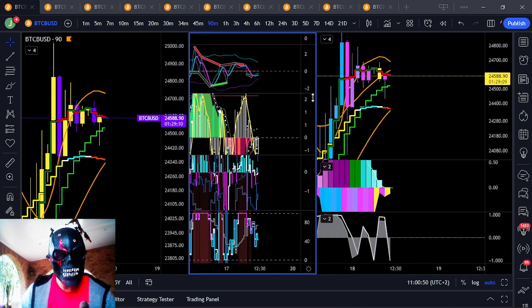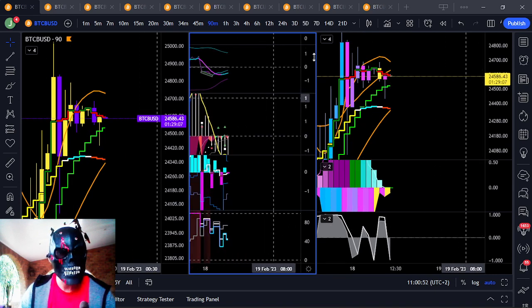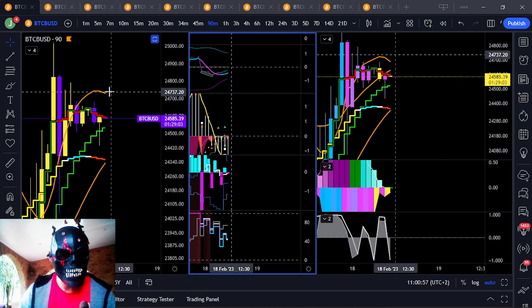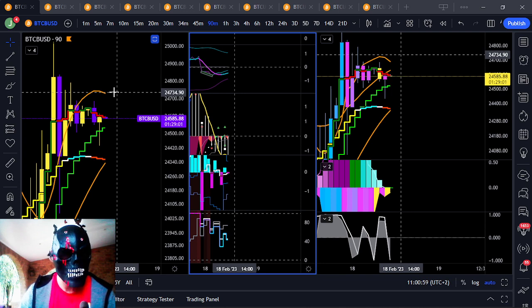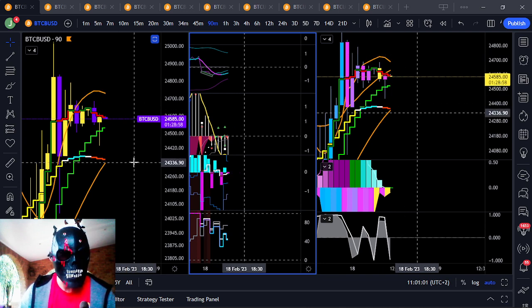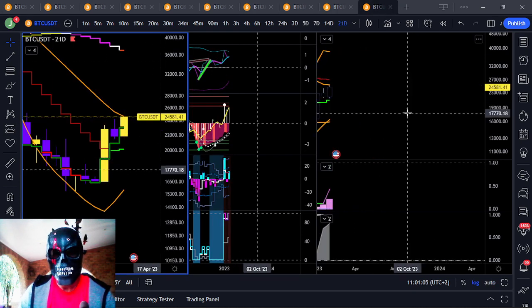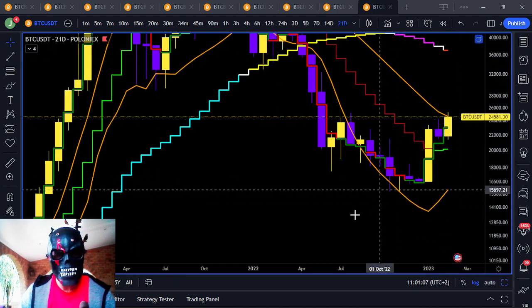So let's see if the 90-minute has the higher time frames to pick it up out of 24,737 will be the daily to the Sunday range, and 24,336. Alright, so that's your range. Now we're going to go down the 21-day. What can we see? Higher time frames.